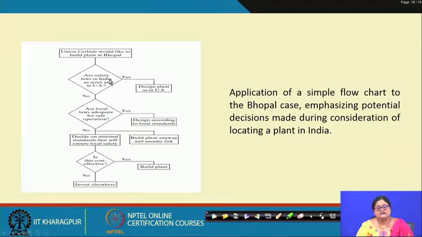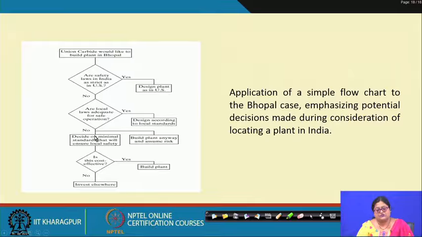There is always a yes-no type of thing. First question to be asked is, are safety laws in India as strict as in the US? If it is yes, then design the plant as in the US. If it is no, then the next question comes: are local laws adequate for safe operation? If it is yes, then design according to local standards.